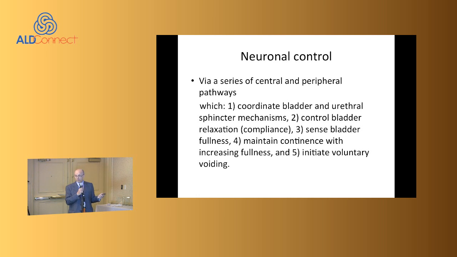The neuronal control of this whole function goes via a series of central and peripheral pathways, which coordinate both bladder and the outlet mechanisms. They control bladder relaxation, which is what we call compliance, the ability of the bladder to accommodate volume. The bladder is a wonderful sensory organ. It senses fullness, and it converts that mechanical energy as it distends into electrical energy that sends signals to the spinal cord and the brain. It maintains continence with increasing fullness, and it initiates voluntary voiding.